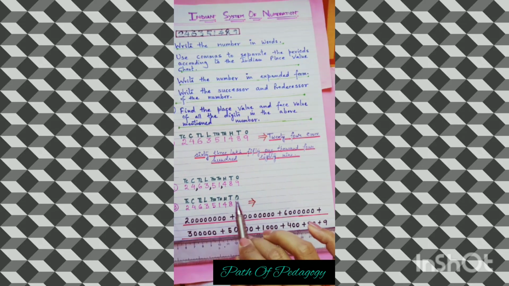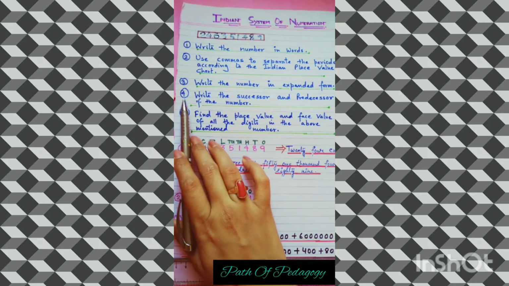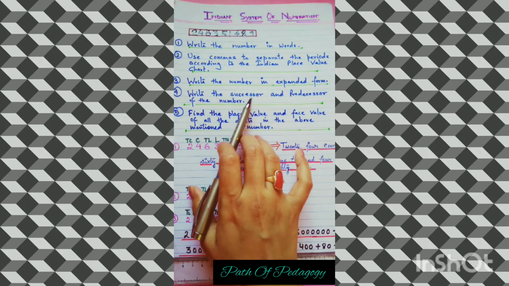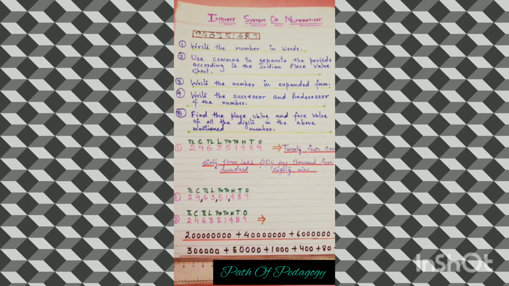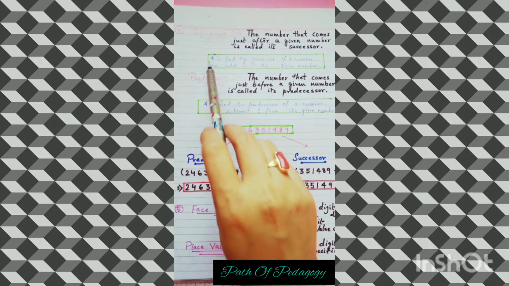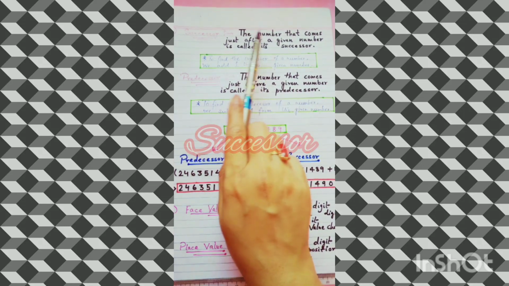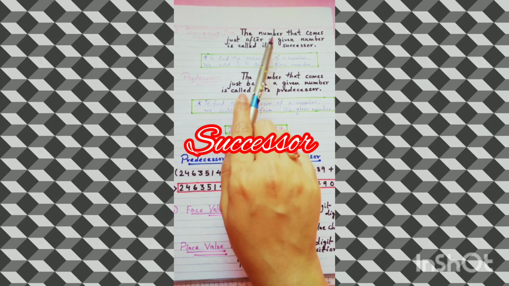Because there are no digits after 9. Now, the next question, that is question number 4. Write the successor and predecessor of the number. To solve question number 4, we have to first know what is successor and what is predecessor. Successor is the number that comes just after a given number.